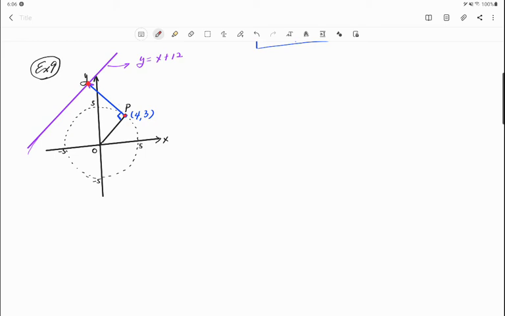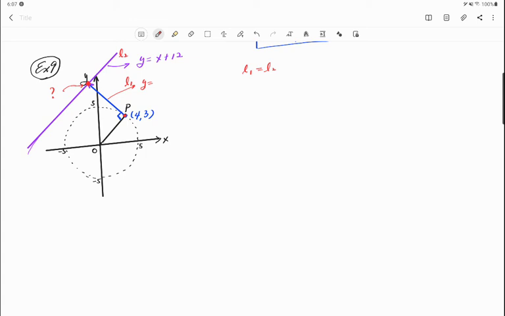So in order to find this one, we need to find the equation of the blue line. Let's say this is line 1, and the purple line is line 2. Once we find the equation of line 1, we can set line 1 and line 2 equal so that we can find the intersection, this point. This is what we're going to find out.